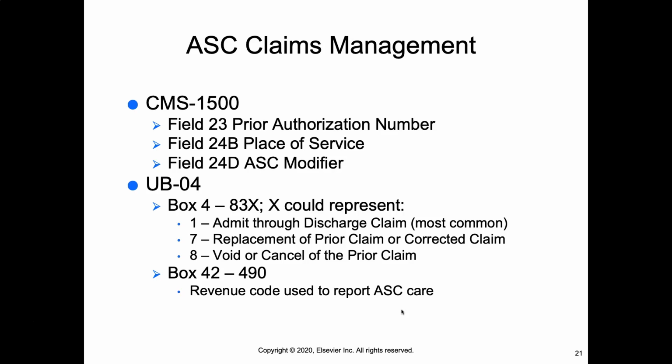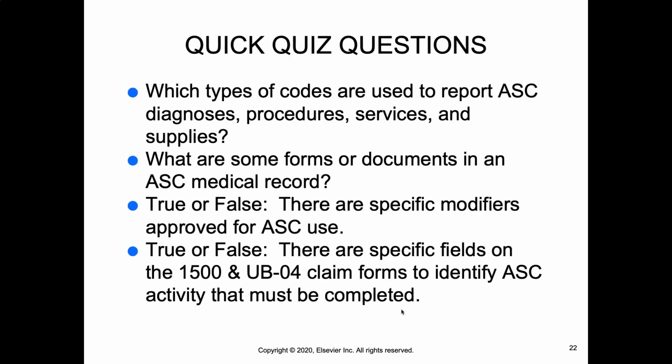And then on the UB04 form, which we talked about, they have some other information that needs to be there, but the most important part is box 42 or 490, where you have the revenue code that's used to report ASC care. So, some quick quiz questions.